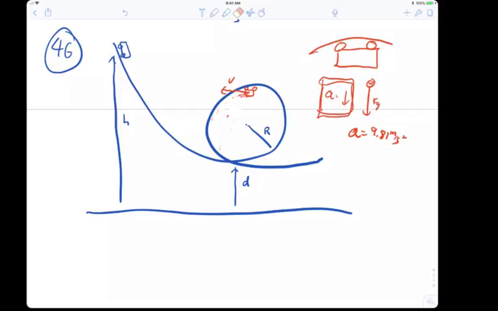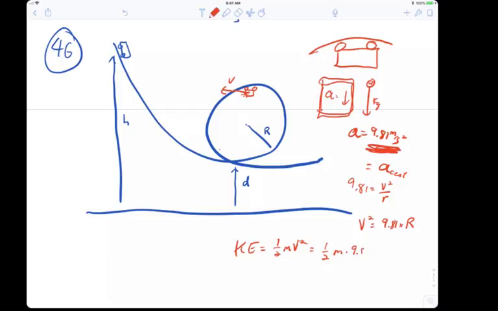Well, it's essentially the one where the entire acceleration goes into being the centripetal acceleration. 9.81 is equal to V squared over R. So what that means is that V squared, whatever it is, has to be 9.81 times the radius of the circle, whatever it is. And that means the kinetic energy at the top of the loop, in this case, has to be 1/2 m times 9.81 times R.